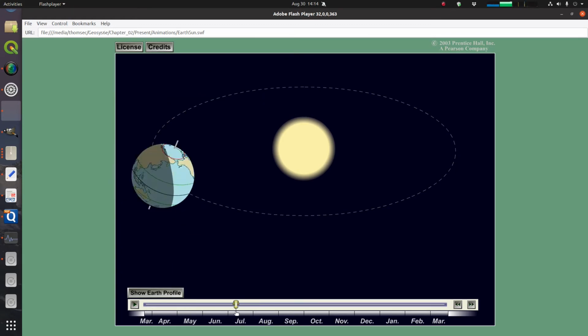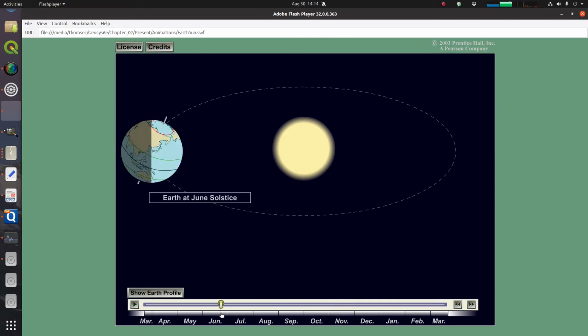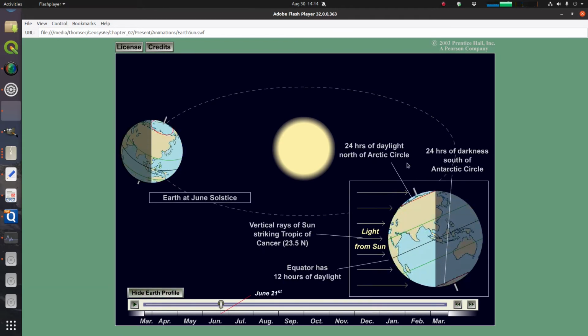If we move it to June, you can see Earth is tilted 23.5 degrees off of vertical relative to the orbit of Earth around the sun. So relative to its orbit, Earth's axis is always tilted 23.5 degrees. That's why the tropics are at 23.5 north and 23.5 south. It's because that's Earth's axial tilt. So Earth's axial tilt is 23.5 degrees.